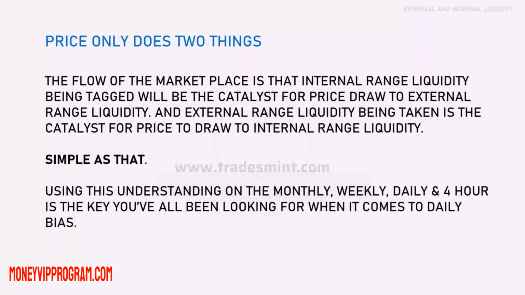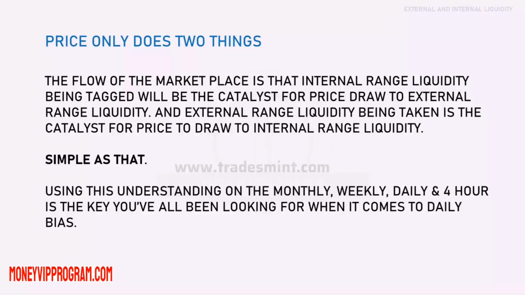The flow of the marketplace is that the internal range liquidity being tagged will be the catalyst for price to draw to external range liquidity, and vice versa. And external range liquidity being taken is the catalyst for price to draw to internal range. So it's only this, and it repeats, as simple as that. After time it repeats like this: external to internal, internal to external. Using this understanding on the monthly, weekly, daily and 4-hour is the key you've all been looking for when it comes to daily bias.